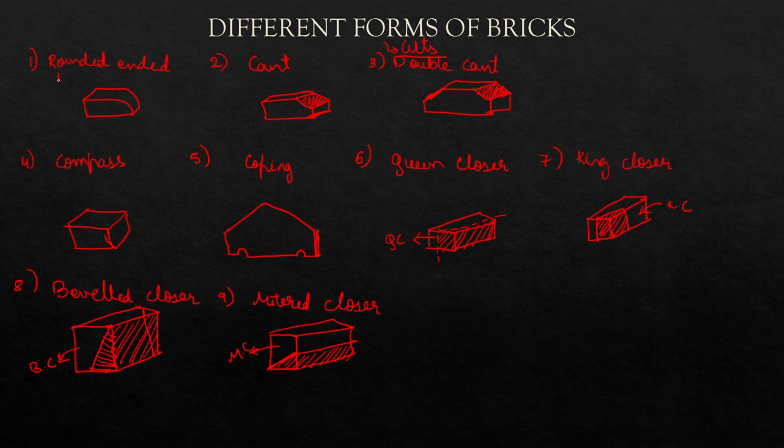And the round end is also called as bull nose. We have other nose, that is cow nose. In this, both the ends are curved. So it is cow nose. So these are different forms or cuts of brick. Many of the time these questions have been asked in exams. So it's an important topic to be revised.